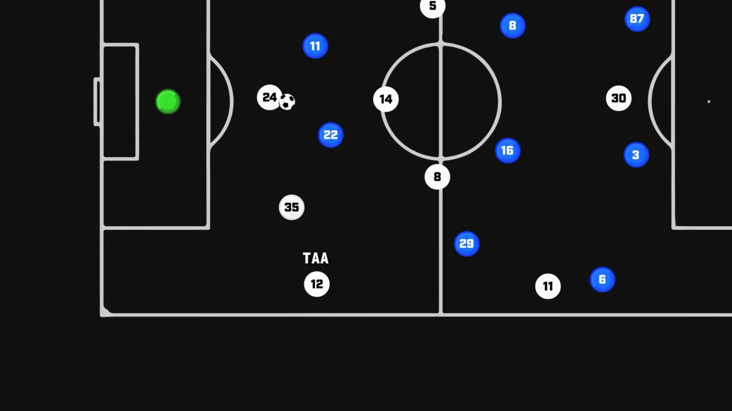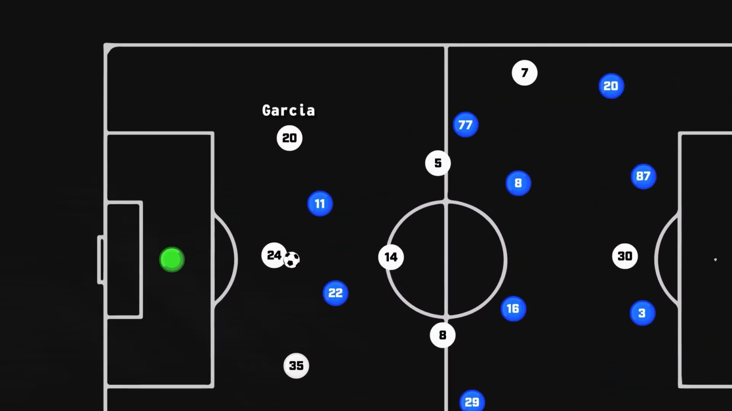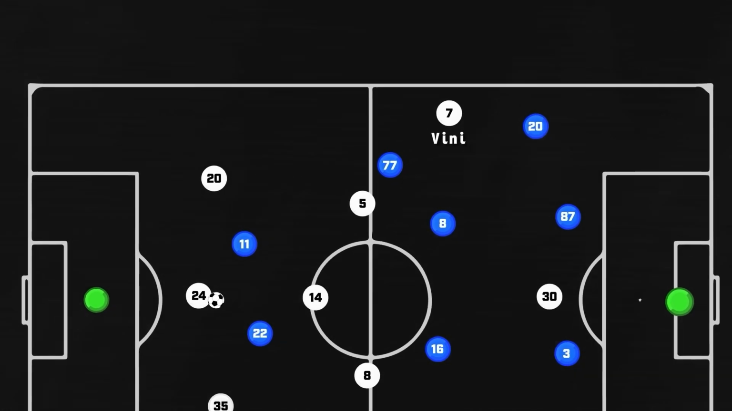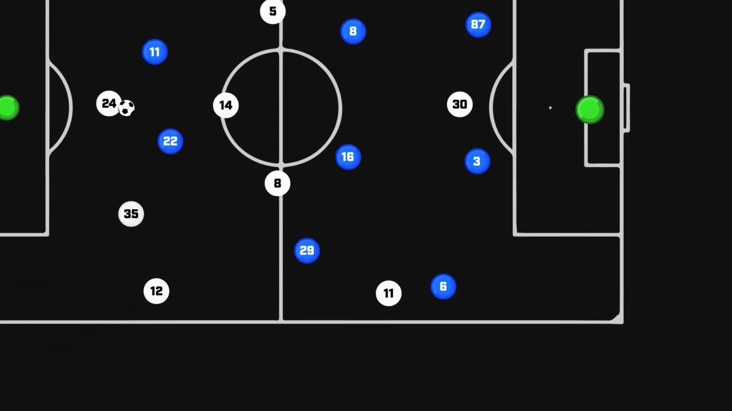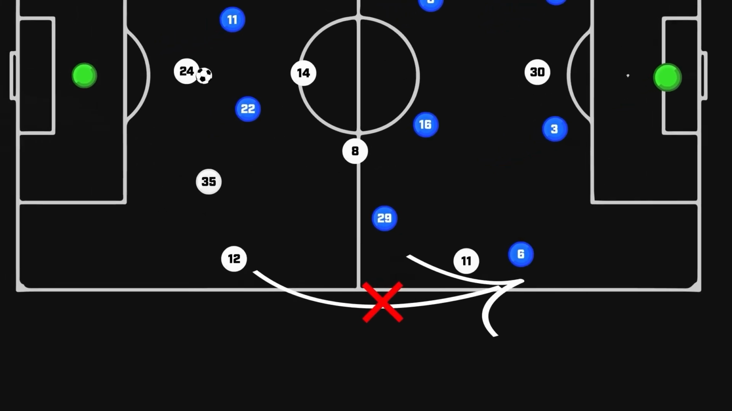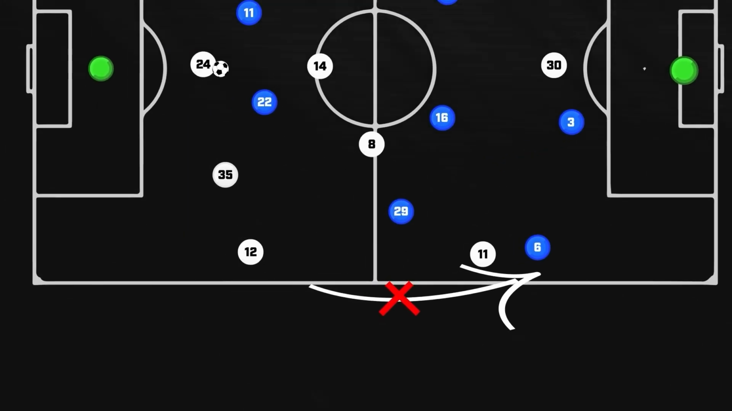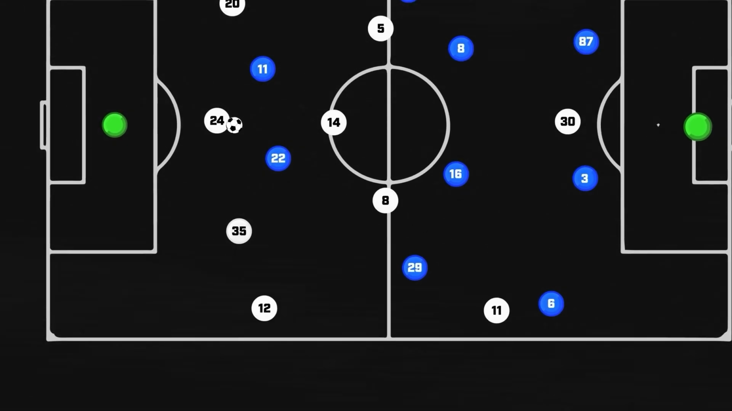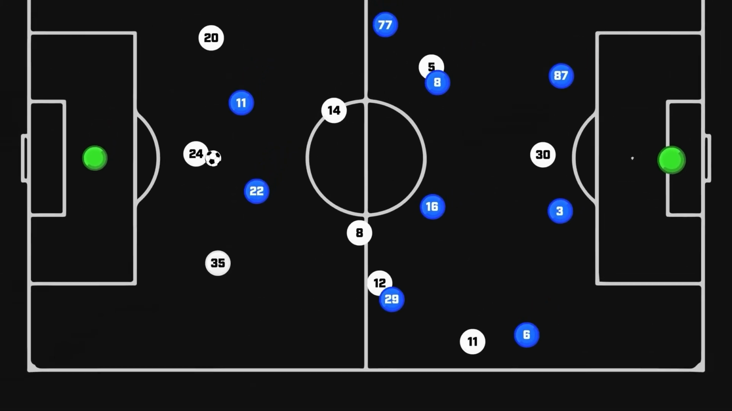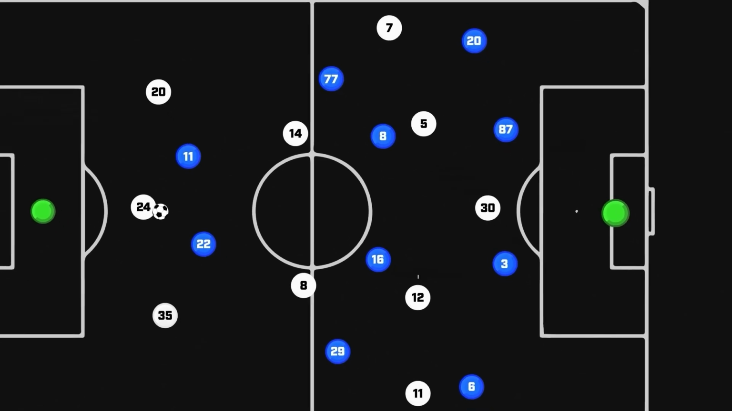But Trent's role was fascinating on the other side. Garcia deep allowed Vinicius to stay wide. But, of course, Rodrygo at times likes to hug the touchline as well, limiting the opportunities for Trent to overlap outside. This, of course, meant that Trent was inverting, and we saw two types of inversion from him. The primary method was inverting ahead of the midfield and becoming an attacking midfielder.